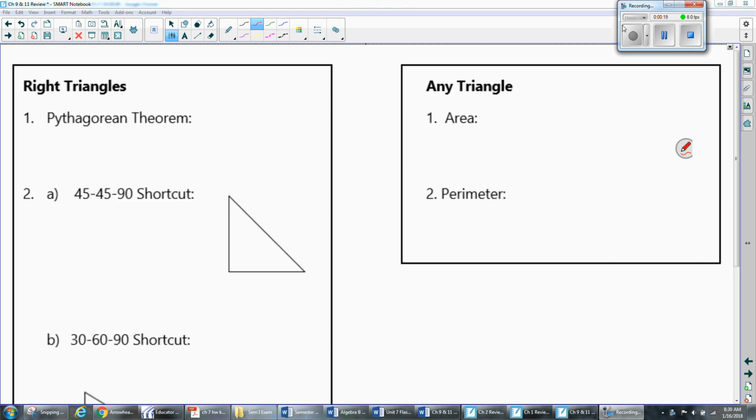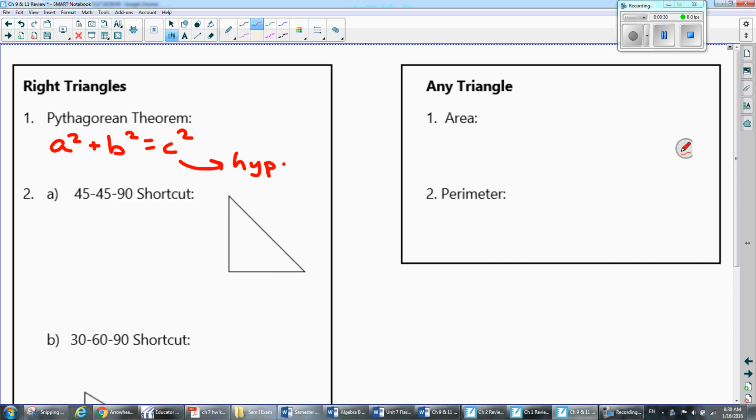Okay, so if it's a right triangle, we can use the Pythagorean theorem to find the missing side length. So a squared plus b squared equals c squared. C has to be the hypotenuse. Okay, try that first. If it doesn't work for the Pythagorean theorem, then go to the 45, 45, 90 shortcut. See if it's a special right triangle.